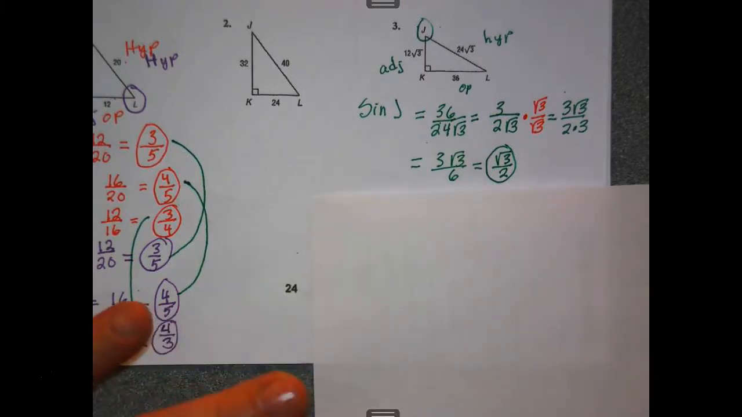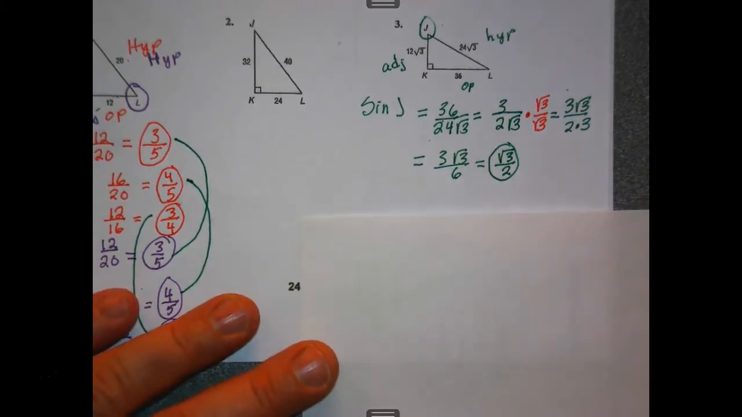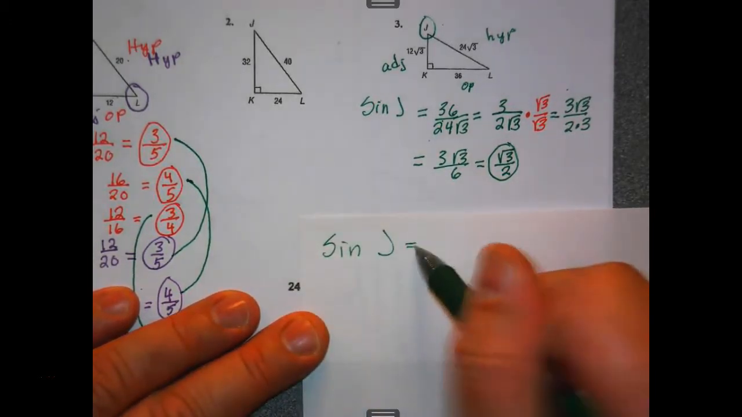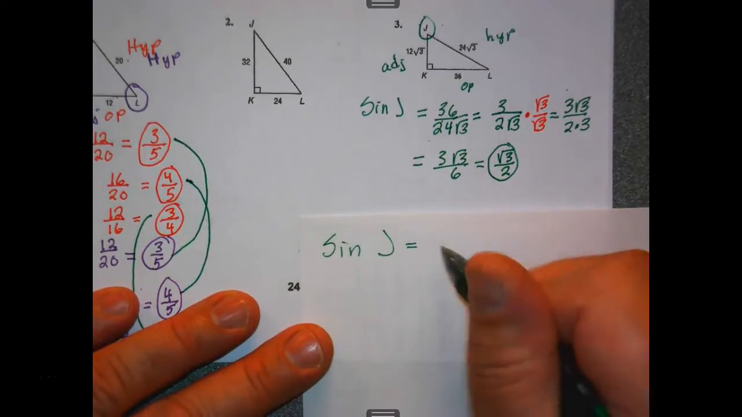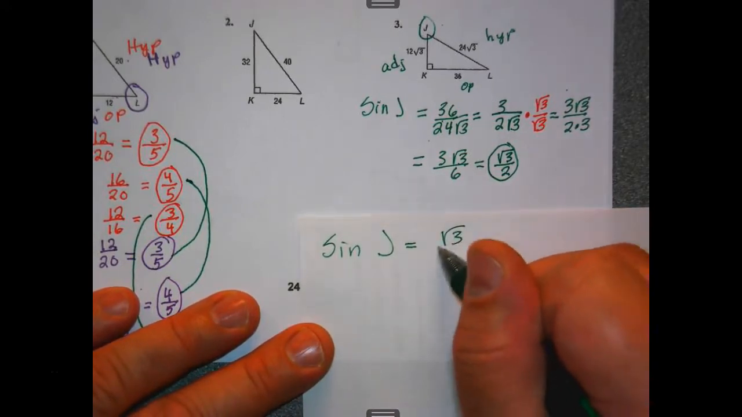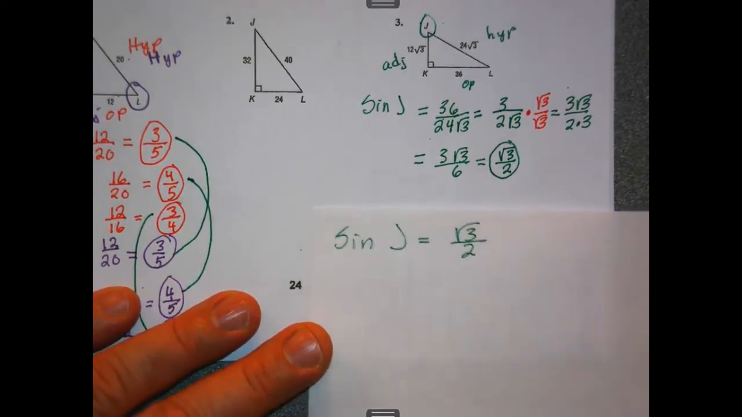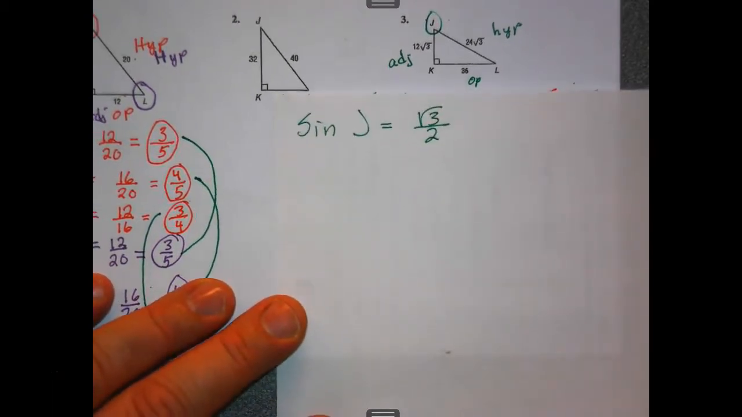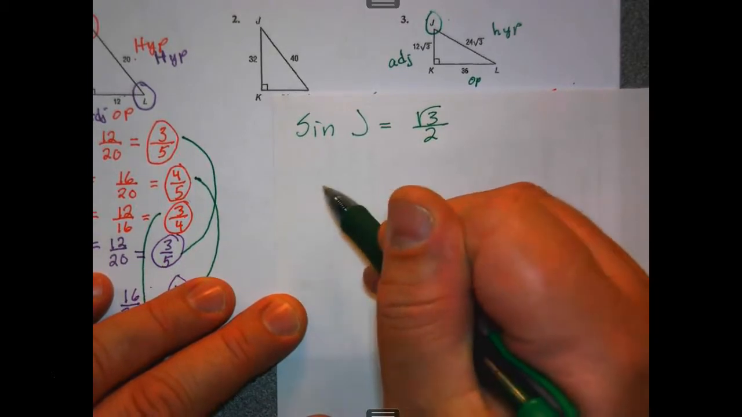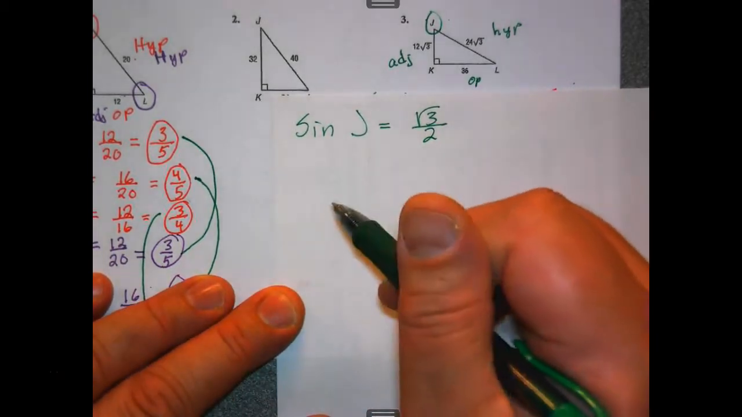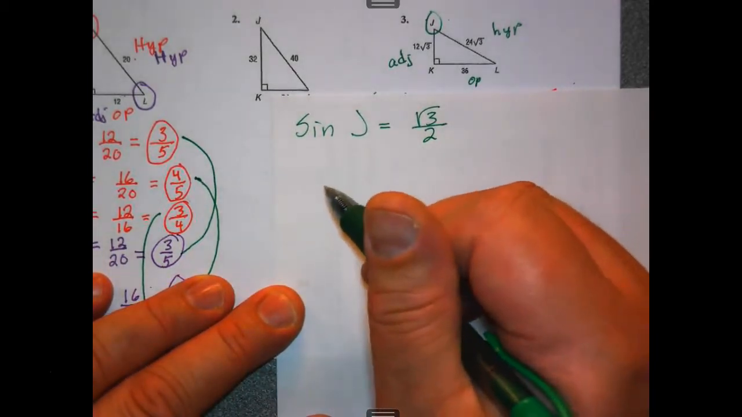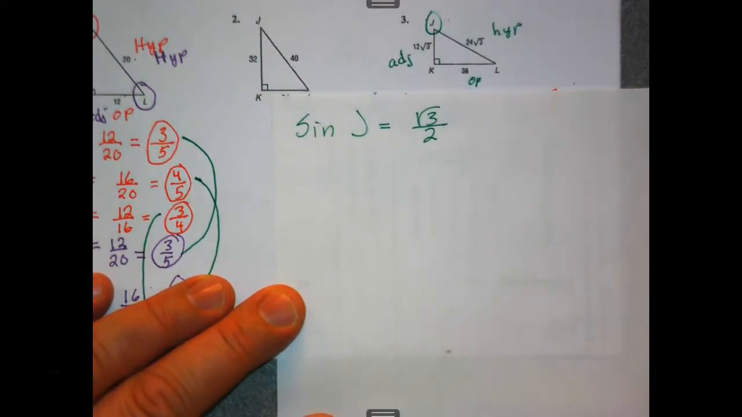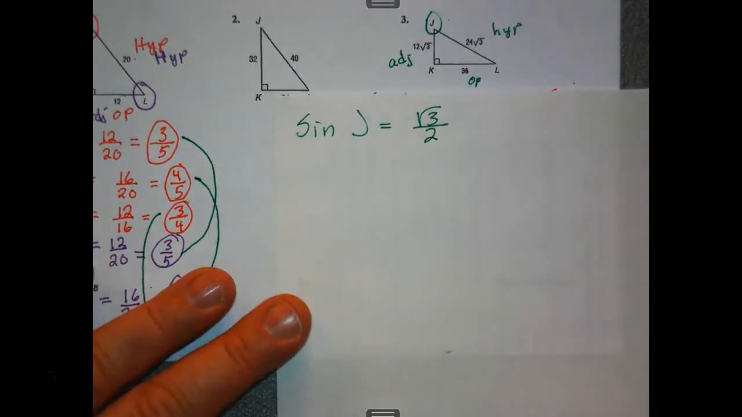Hey, cosine of J. What? I have no idea what you're talking about. No, that would be an approximation. We have to do exact numbers. We are big people now. No approximation.